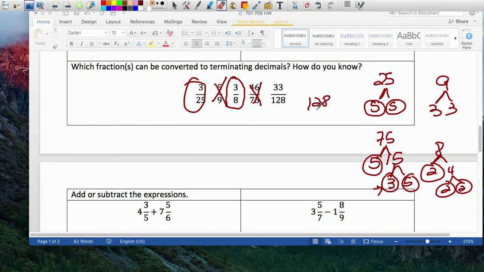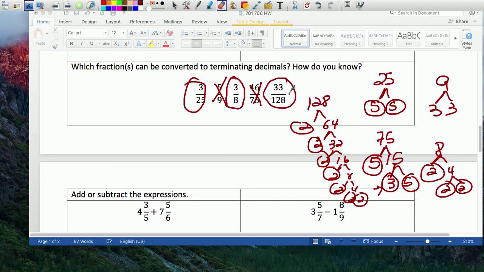128, if I break it up, I get 2 and 64. 64 becomes 2 and 32. 32 becomes 2 and 16. 16 becomes 2 and 8. 8 becomes 2 and 4, and 4 becomes 2 and 2. So 128 is a bunch of 2's multiplied together. It's 2 times 2 times 2 times 2 times 2 times 2 times 2. And because all the prime factors are 2, we know that 133 over 128 is going to be a decimal that ends. Okay, it's not going to be one of those decimals that goes on and on and on.